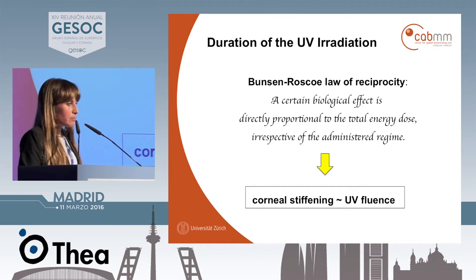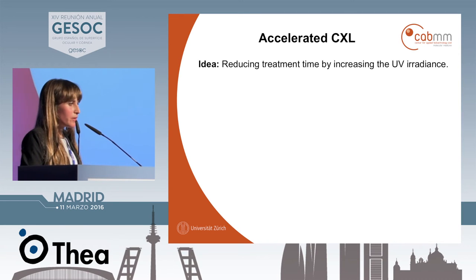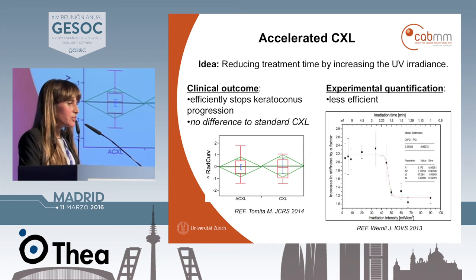So another modification of the protocol that aims at shortening the treatment duration is based on the Bunsen-Roscoe law of reciprocity, which states that a certain biological effect is directly proportional to the total energy dose, irrespective of the administered regime. And so this would suggest that the corneal stiffening should be directly proportional to the UV fluence. And so the idea of accelerated cross-linking is to reduce the treatment time by increasing the UV irradiance. And here there is a similar observation, the clinical outcome is quite positive and shows that it efficiently stops keratoconus progression. However, experimental quantification demonstrates it's less effective.